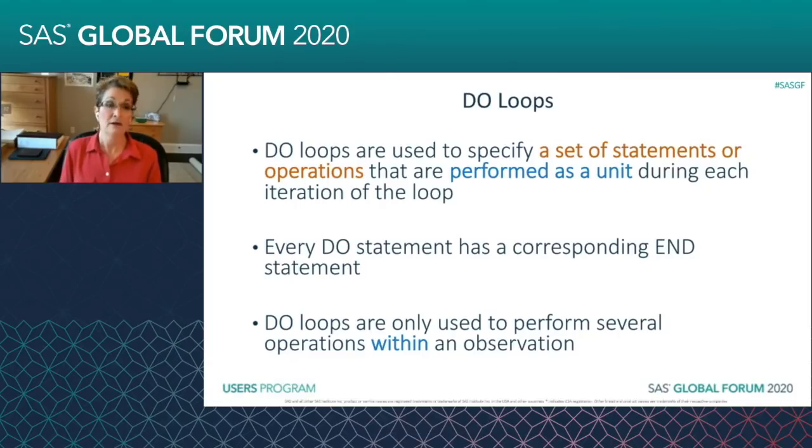So check your log. Do loops are used only to perform several operations within an observation. So it's all done within that observation in the data step. We use our procedures to perform operations across our observations. We do data step stuff to perform operations within an observation. So again, remember that's done just within that observation.